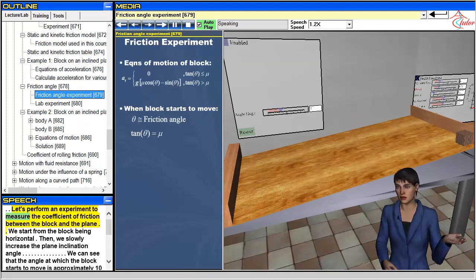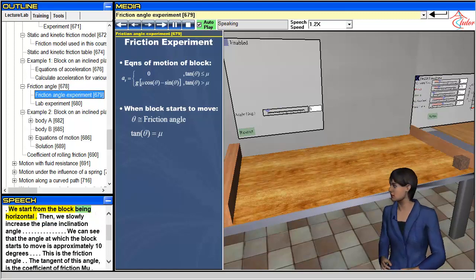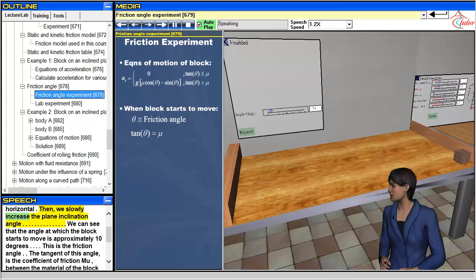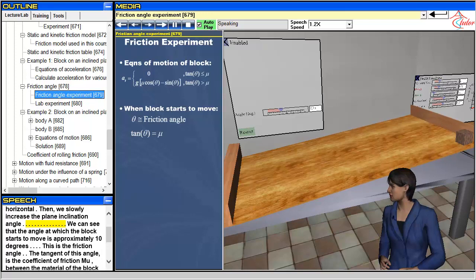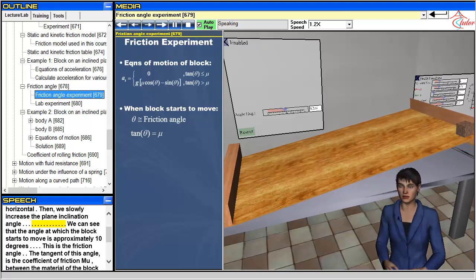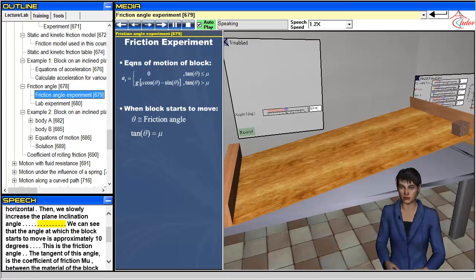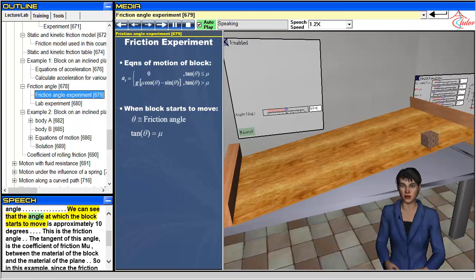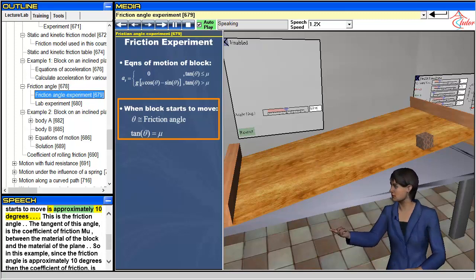Let's perform an experiment to measure the coefficient of friction between the block and the plane. We start from the plane being horizontal. Then, we slowly increase the plane inclination angle. We can see that the angle at which the block starts to move is approximately 10 degrees. This is the friction angle.